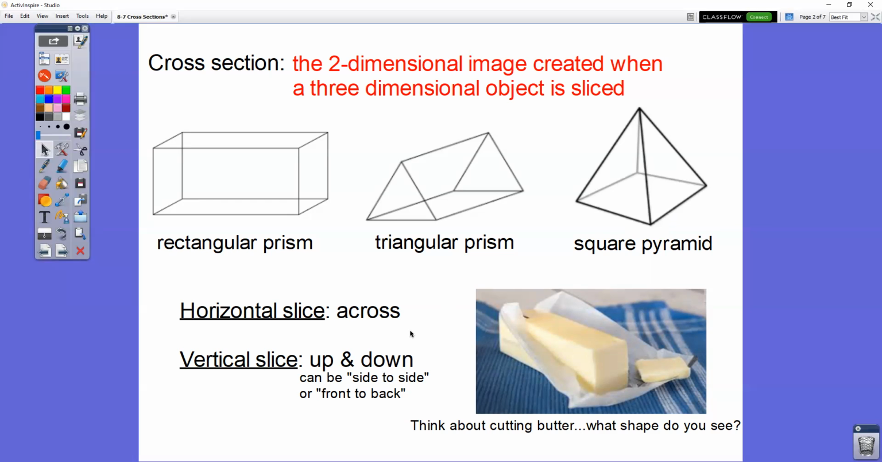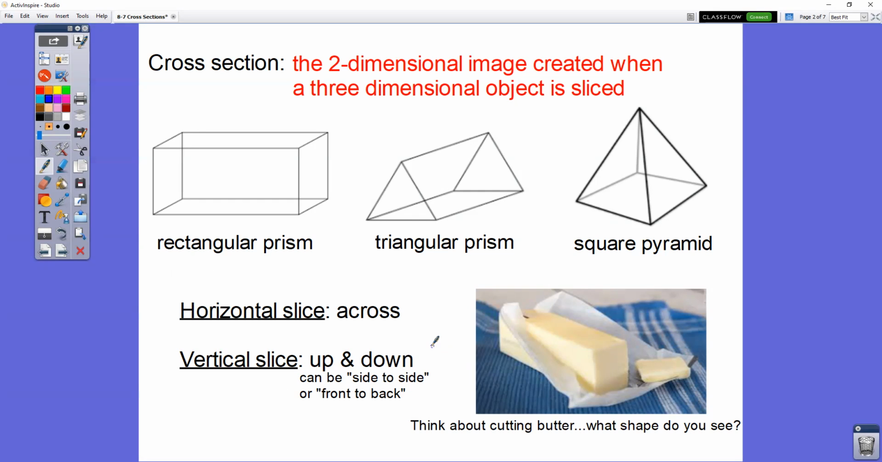So today we're going to be taking horizontal slices and vertical slices and seeing what shape is there when you open it up inside. Horizontal goes side to side, like this. And vertical goes up and down. With the vertical, it can be a side to side up and down or a front to back up and down, but it is up and down.